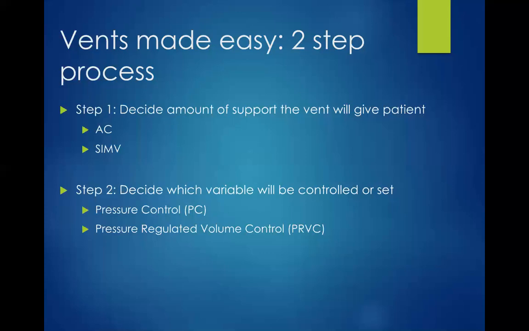In the volume control, PRVC, you're setting the tidal volume and the ventilator delivers that volume. And so your pressures become the dependent variable and thus depend on the patient's compliance and airway resistance. So the more compliant your lung is, the less pressure required to achieve the set tidal volume. And the advantage in this mode is that the minute ventilation is guaranteed. Okay, so that's the two-step process, just to make it really quick and simple.